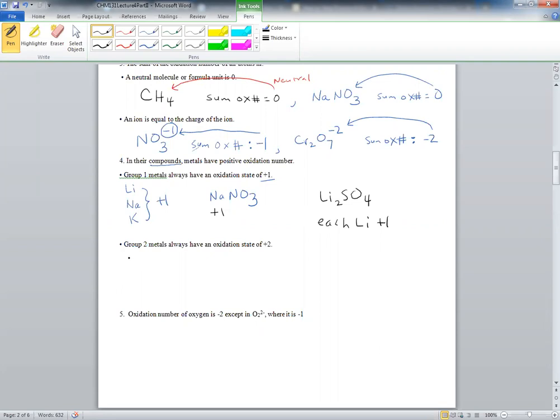Group 2, so that's beryllium, magnesium, calcium, etc. They always have a +2. Look at the periodic table. They're in your ion sheet. No need to really memorize anything. They always have a +2. So if I have something like MgO, that's always a +2. If I have CaCO3, once again, that's my group 2. That's a +2. Again, I'm talking about the group 2 metals.